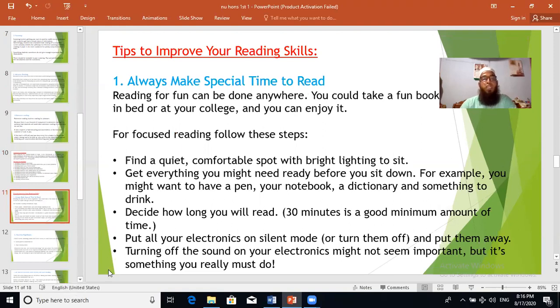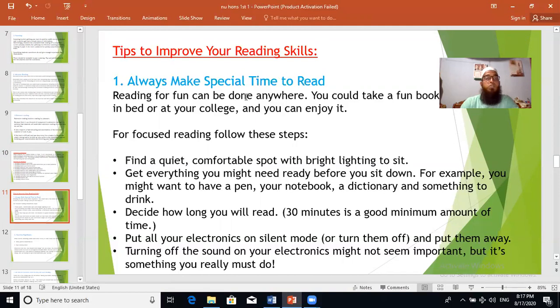Now, how to improve reading skills? That is very important. And I would like to suggest you must try to follow these steps. As students of honors first year, it is the very beginning. You should not be afraid of English. Rather, you will approach English boldly with these techniques so that you can improve your reading skills, and you will remove your fear of reading. You'll be a good reader. When you'll be a good reader, you'll be a good speaker, you'll be a good writer also. Remember it.